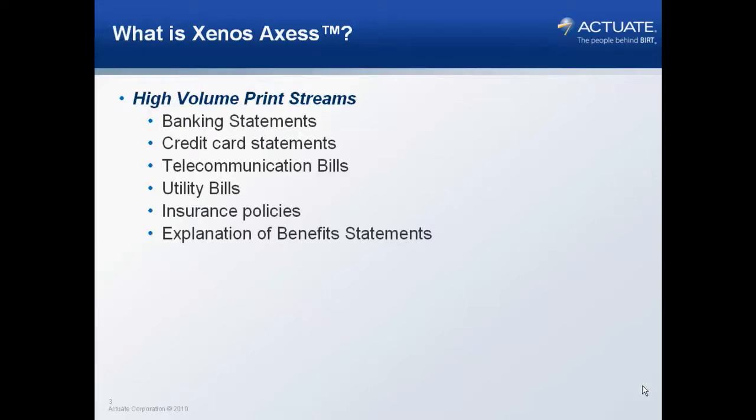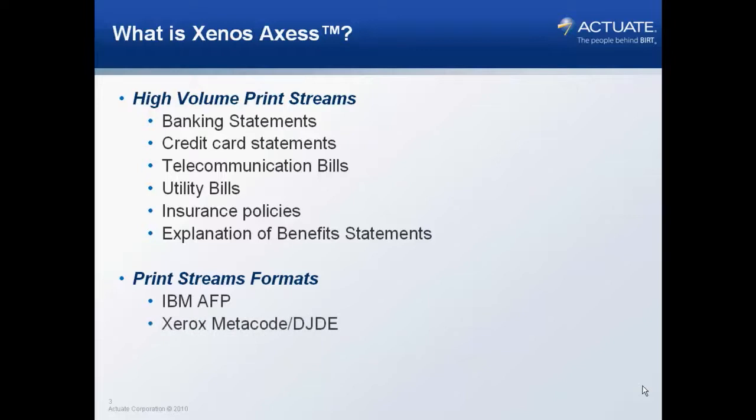These print stream formats differ from printer to printer and vendor to vendor. IBM has AFP. Xerox primarily has Metacode or DJDE, and HP has PCL. And although not a print definition language, there's also PDF or Portable Document Format, originally created by Adobe that, while technically is a presentation format, is also supported natively by many printers. Xenos has been providing solutions to transform or convert print stream formats into other electronic formats for print or online presentment for over 20 years.